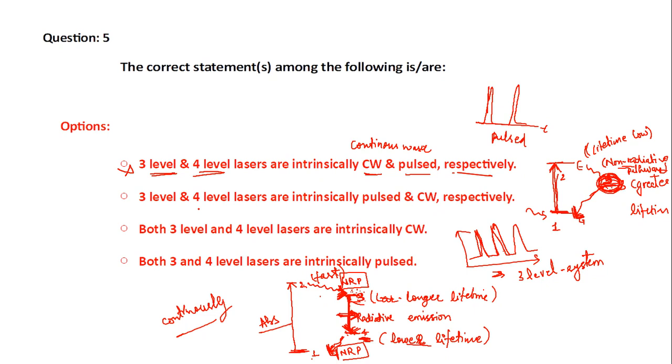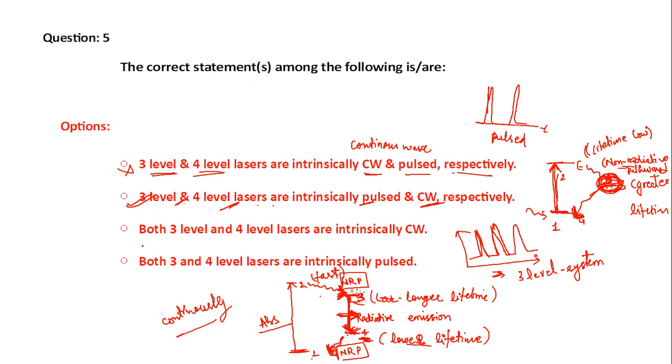This is not our option. The second option they have written is: 3 level and 4 level lasers are intrinsically pulsed and CW respectively. Okay. So this is the answer for our question, I assume. And the other two also, we'll just discuss them. As I told, in this case, the three level system is a pulsed form, so 3 is pulsed and 4 level lasers are continuous wave lasers.